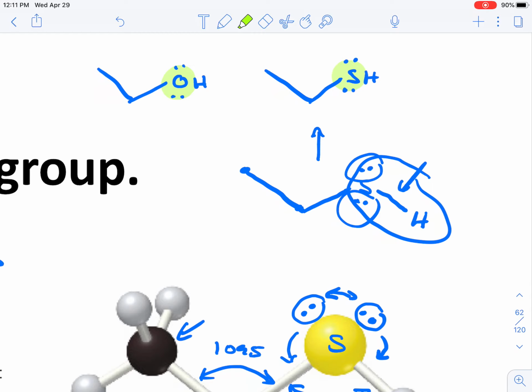And so because hydroxyl groups are very similar to sulfhydryl groups in terms of structure, it only makes sense for us to compare the physical properties between these two. Okay.